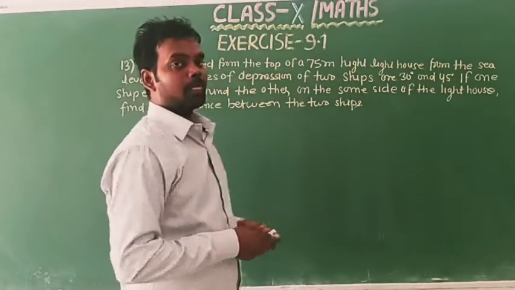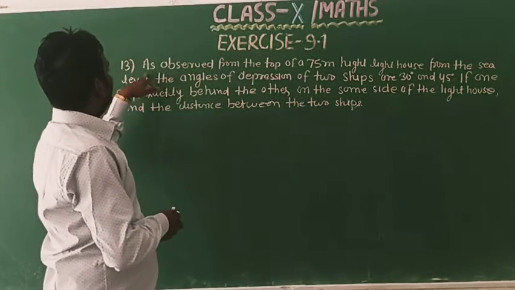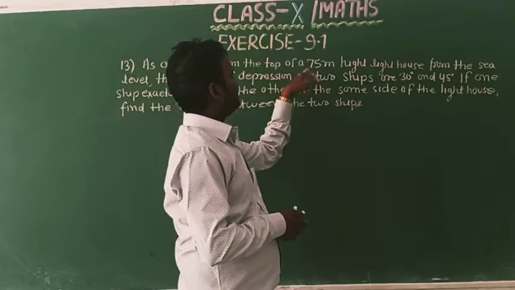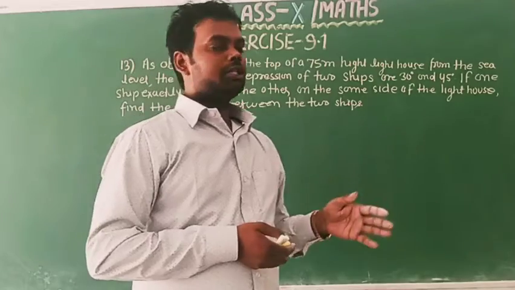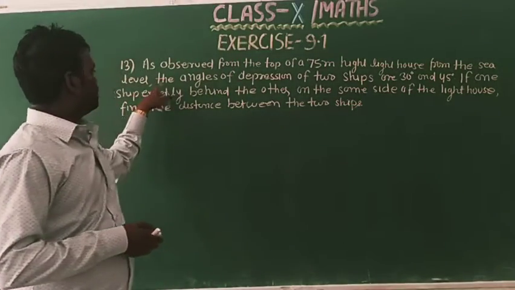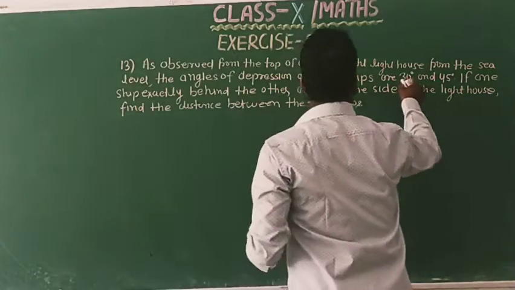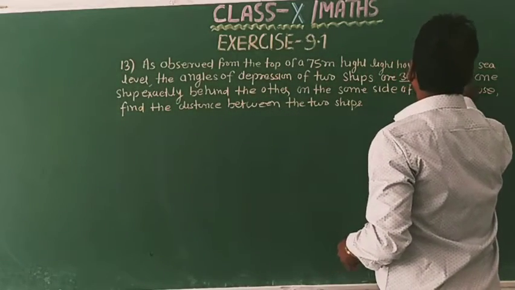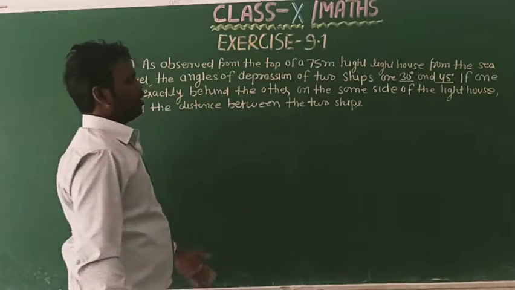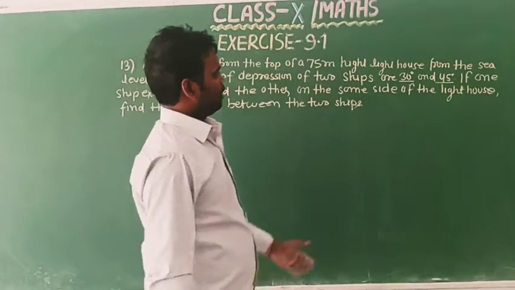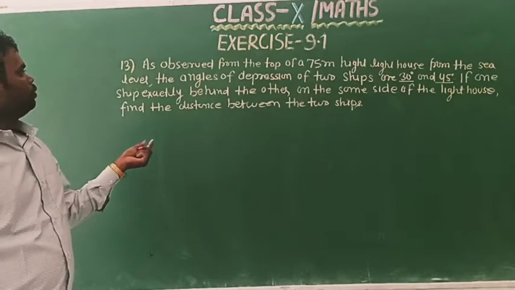Now move to question number 13. An observer from the top of a 75 meter high lighthouse from the sea level observes the angle of depression of two ships as 30 degree and 45 degree. If one ship is exactly behind the other on the same side of the lighthouse, find the distance between the two ships.